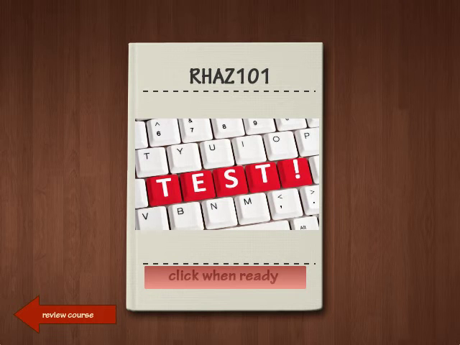This is the end of the course content for RHAZ101. If you are ready to take the final assessment, click the Ready button. You may take the test as many times as you need to, but you must get a score of at least 80%. If you would like to review the material first, click the Review the Course button.